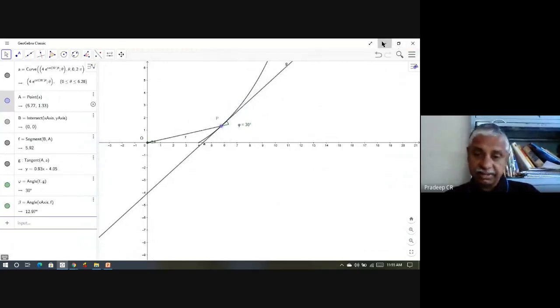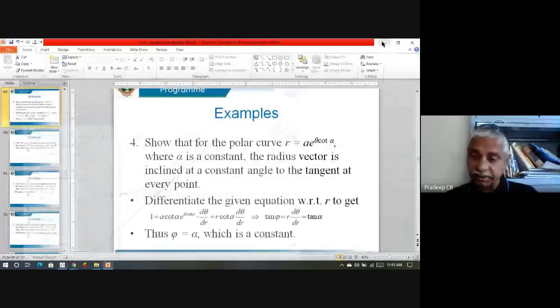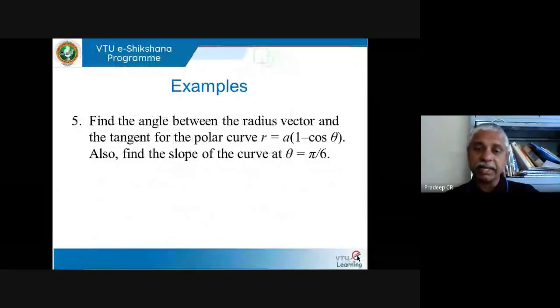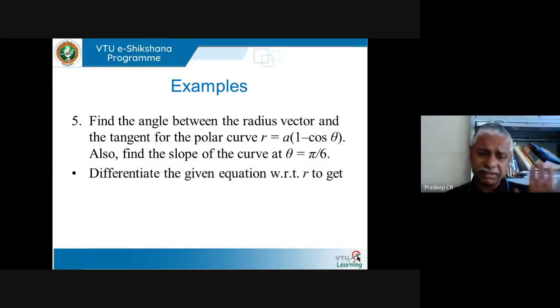So this is another example like this. I'm sure we have more examples. I know examples keep getting boring now, but let me be quick in this. Find the angle between the radius vector and the tangent for the polar curve. Also find the slope of the curve. That's okay. First find the angle. So the GeoGebra illustration I'll do later, because first, let's see from the examination point of view.